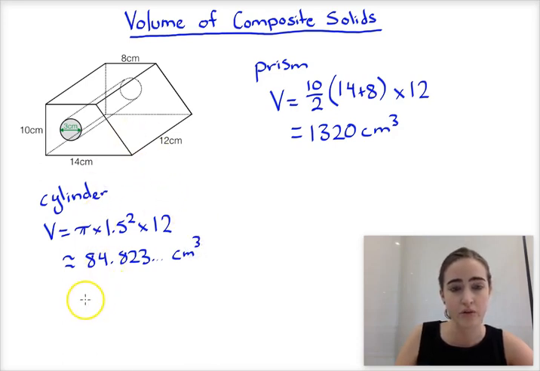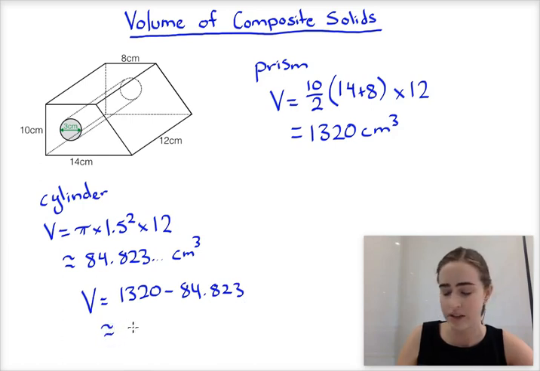So that means that the volume of the total shape will be the volume of the prism minus the volume of the cylinder. So we're going to have 1320 minus 84.823, which will come out to give us, rounded to one decimal place, 1,235.2 centimetres cubed.